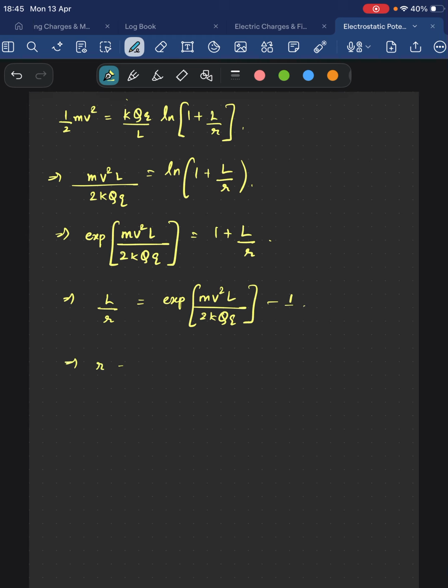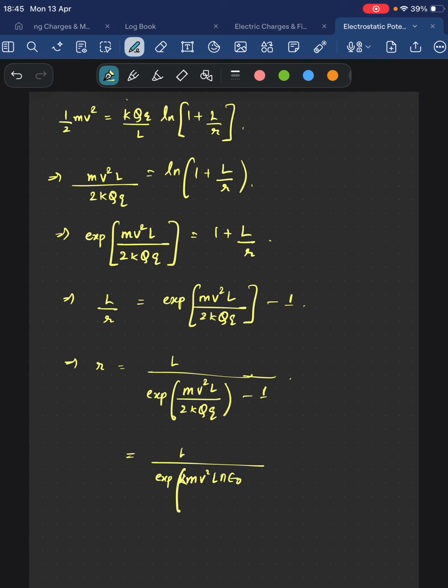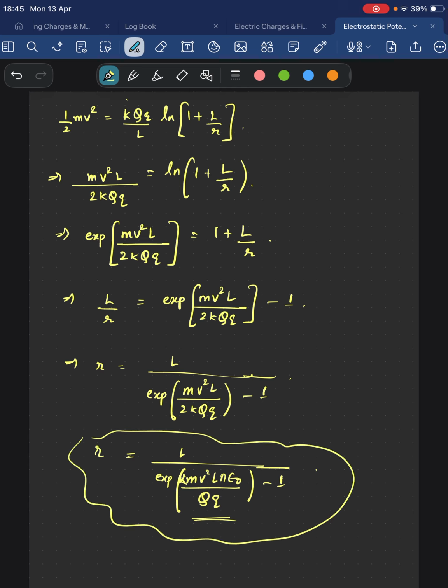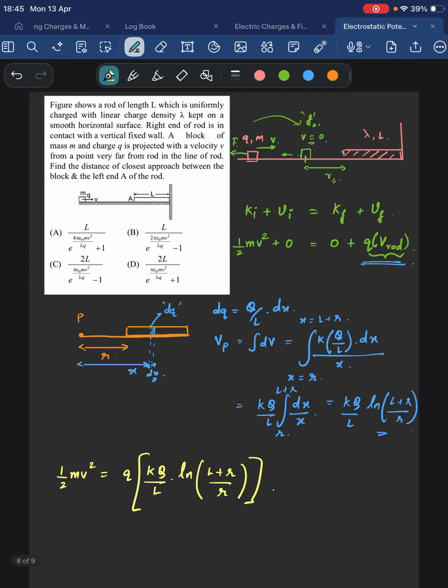So R will become equal to L divided by e power, or exponential, of mv squared L by 2kqQ minus 1, right? So this can be written as, if I substitute the k value, that is 1 by 4 pi epsilon naught, L divided by e power of 2 mv squared L pi epsilon naught by qQ minus 1. So this R is what we needed to calculate, so that will be your closest distance of approach of the block from the rod, right? So this will lead to which answer? This will lead to answer number 2, right?